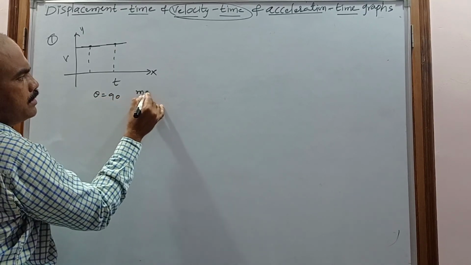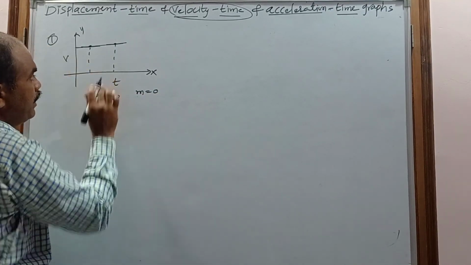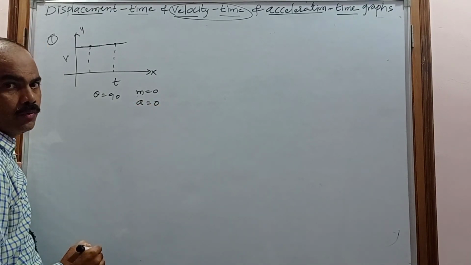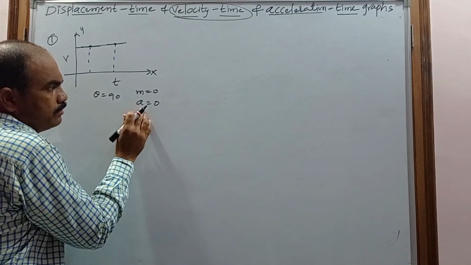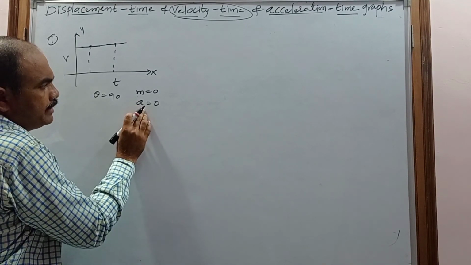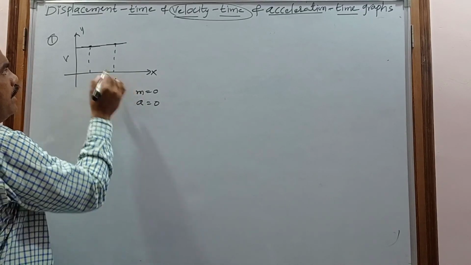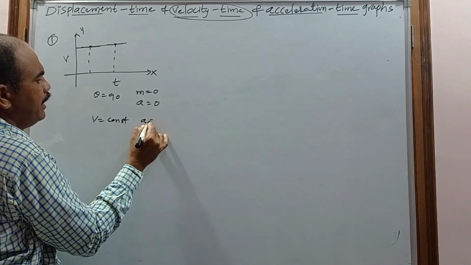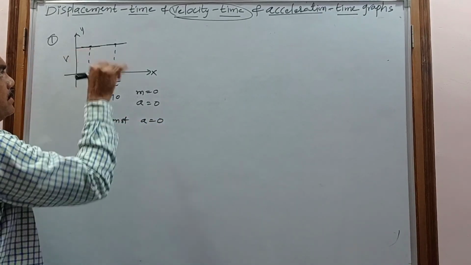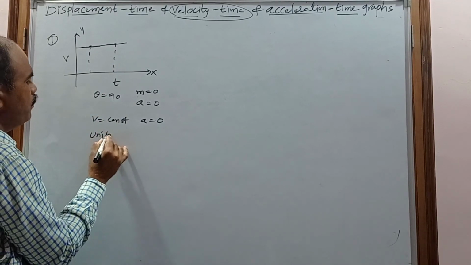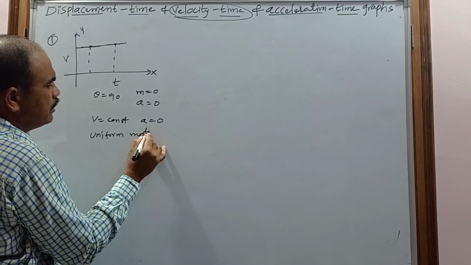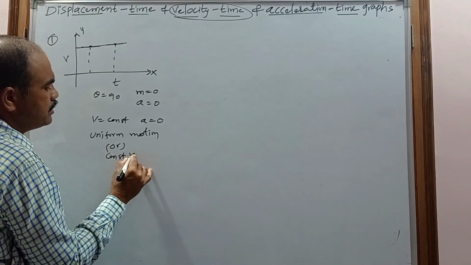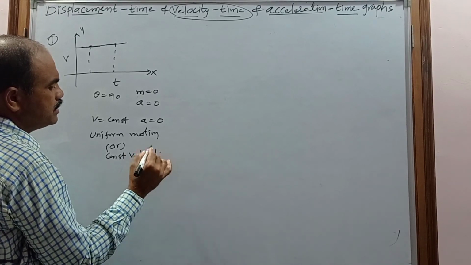When theta is 0, the slope is 0. But the slope of the velocity versus time graph gives acceleration, so the acceleration is also 0. As time is changing, the velocity is not changing. Here the velocity is constant and the acceleration is 0. So this graph represents uniform motion, also called constant velocity motion.